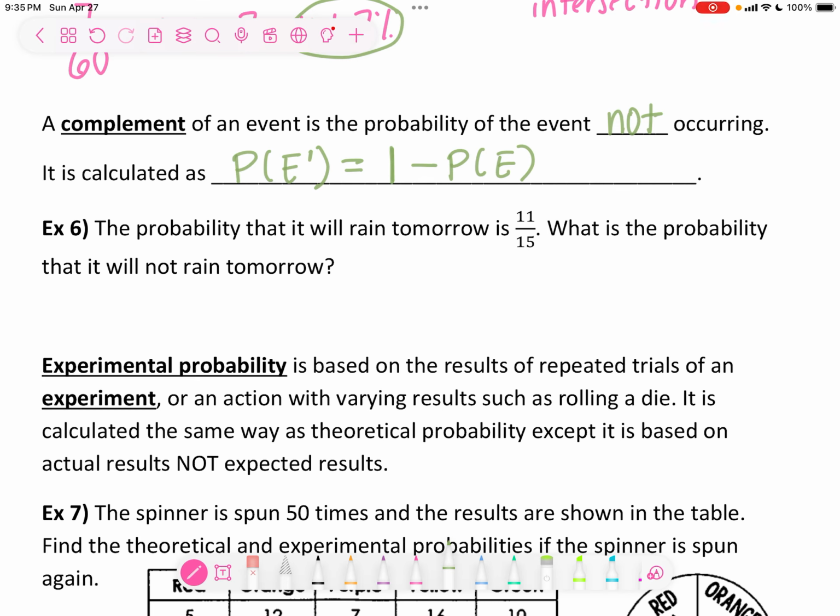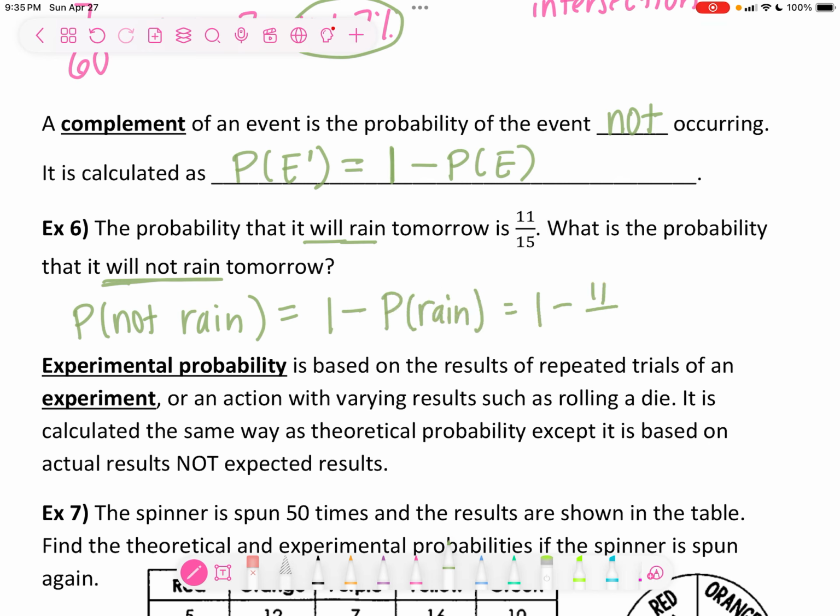So for example 6, the probability that it will rain tomorrow is 11 out of 15. What is the probability that it will not rain? So that's the complement. That is the opposite of it raining, is for it to not rain, correct? And so the probability that it is not going to rain, so I'll put P of not rain, is going to be 1 minus the probability that it does rain. Okay, so that's going to be 1 minus 11 out of 15. Okay, and that's going to be, if we convert 1 into 15ths, it'll be 15 over 15 minus 11 over 15, which is 4 out of 15.